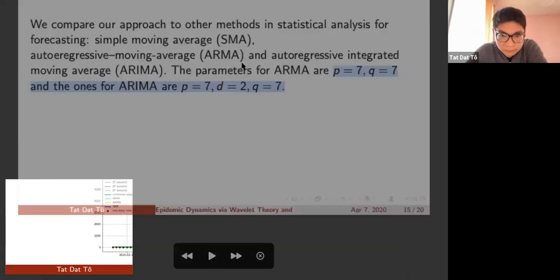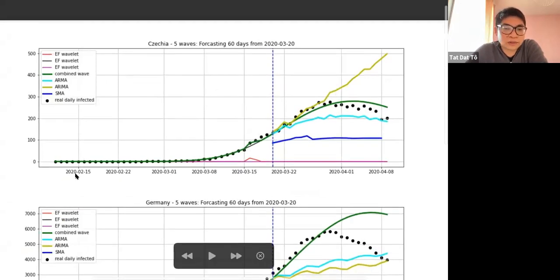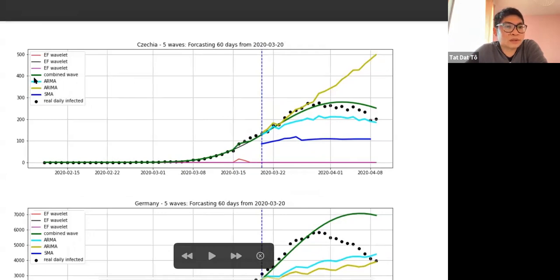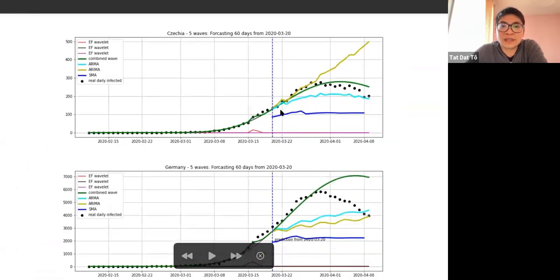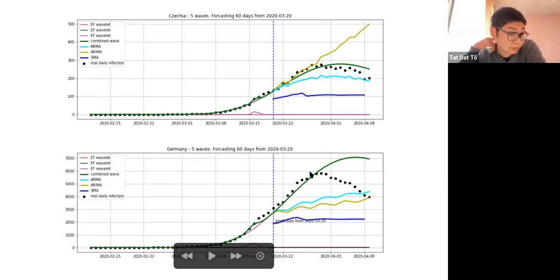So we see that, for example, for Czech Republic, for the beginning of the epidemic, the green big one here is our model, the log normal model. The other curves come from ARMA here, and SMA, the simple moving average, is the blue big one. The green one is ARIMA. You can see that the behavior of simple moving average is quite straight. The ARIMA model keeps going up and up. The ARMA is quite good, but our model has the best fit here. And the same for the others.